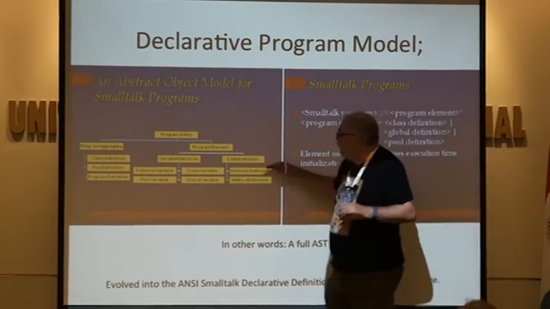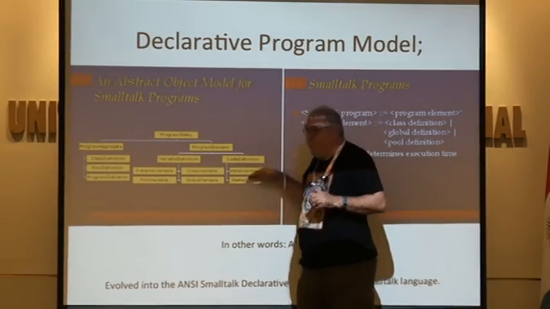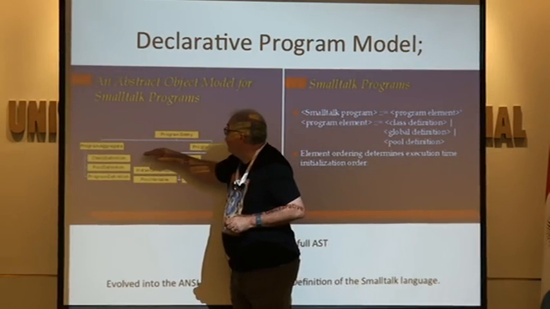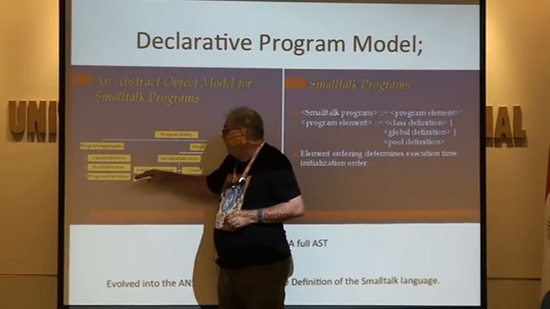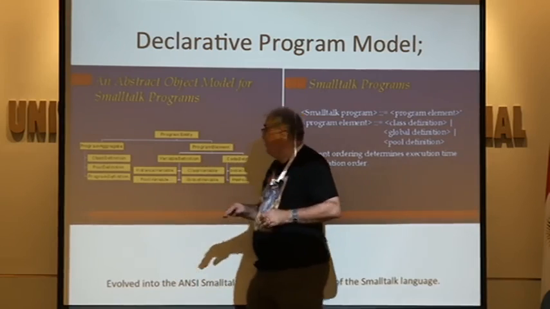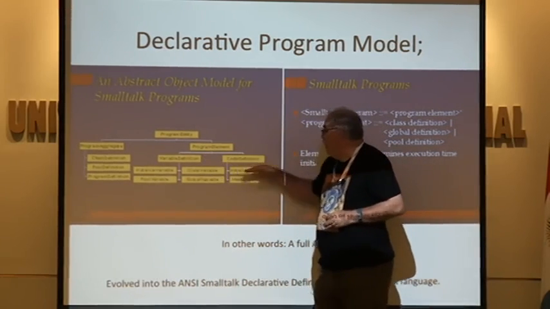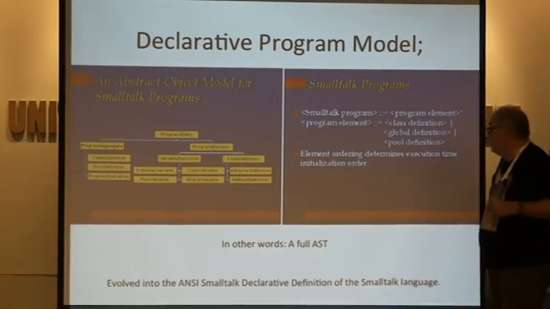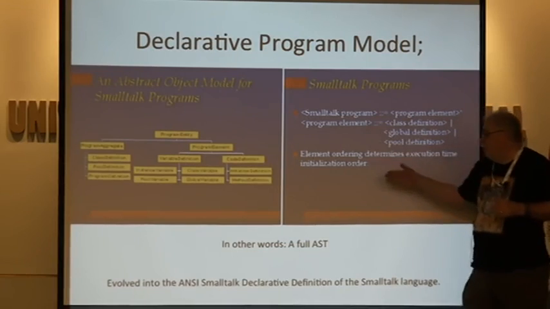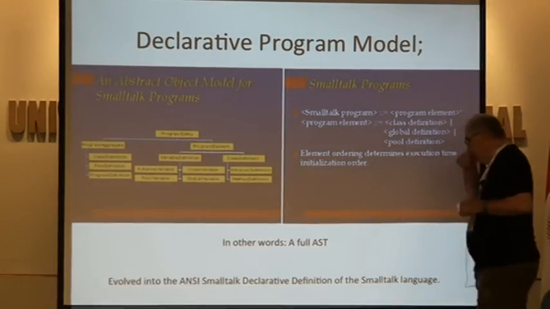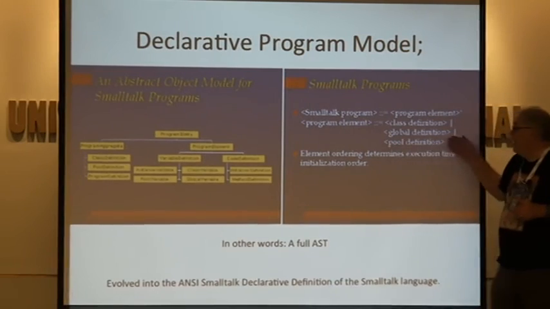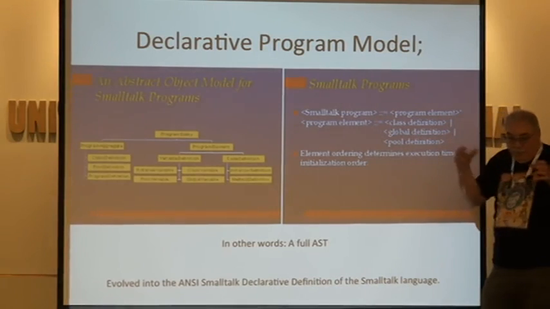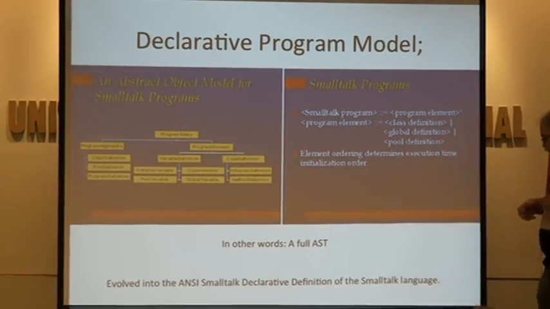So the first thing we did, we talked about the abstract object model of what programs were. It started with the idea that you have a program, various sorts of program aggregates like class definitions, program definitions, pool definitions, and program elements such as methods and class variables. All those declarative pieces that make up a program. And you could think of those like this in terms of an object model. You could also think about them in terms of an abstract BNF. There's not necessarily any syntax behind this, but a BNF still describes the structure.